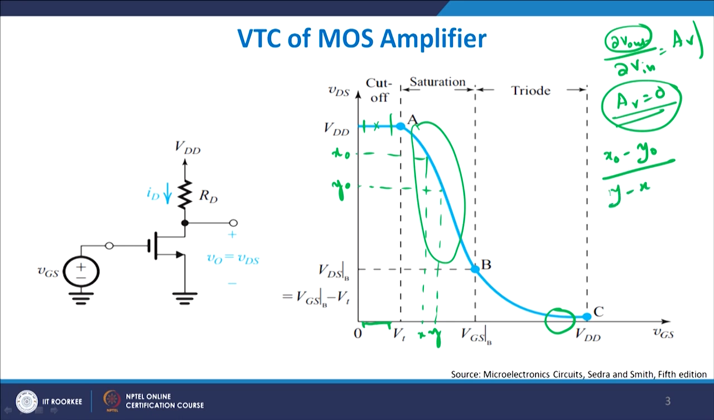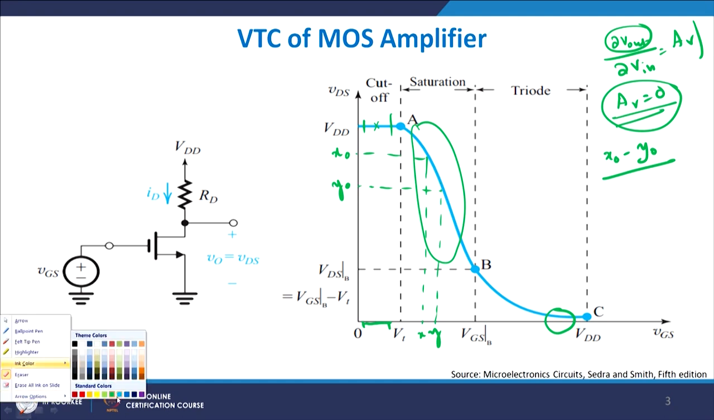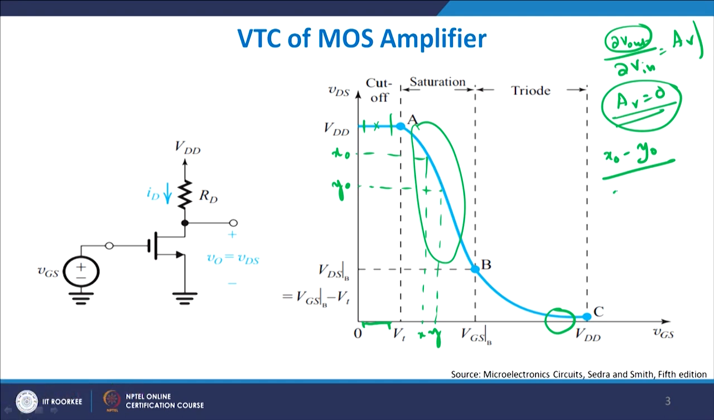So it will be x minus y actually, and we write it as x minus y. This will be negative in dimension because x is smaller than y, and therefore this gain AV will be a negative quantity, but a large quantity. So the steeper this slope, the more will be the drain current.